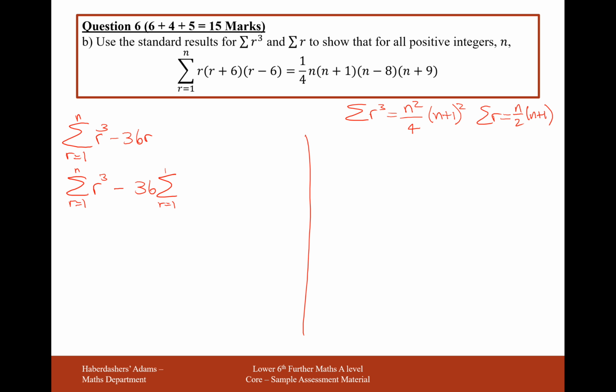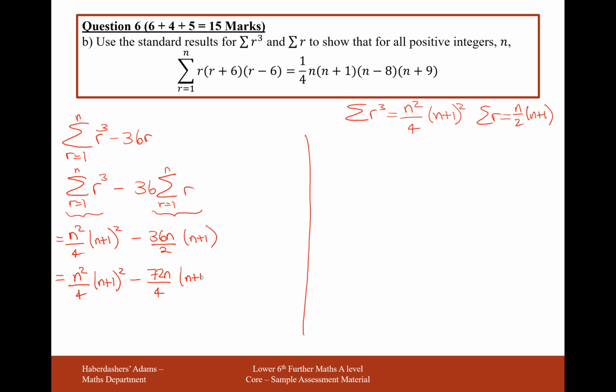And now we substitute in our formulas. We have a formula for this part here and a formula for this part here. So this is going to be equal to n squared over 4 times n plus 1 squared, take away 36n over 2 times n plus 1. Now before we start factorising, I always like to make the denominators equal such that I can pull out those denominators with ease. I need an over 4 in the second part, so I need 72n to keep the expression equivalent. Now I'll start my factorising.